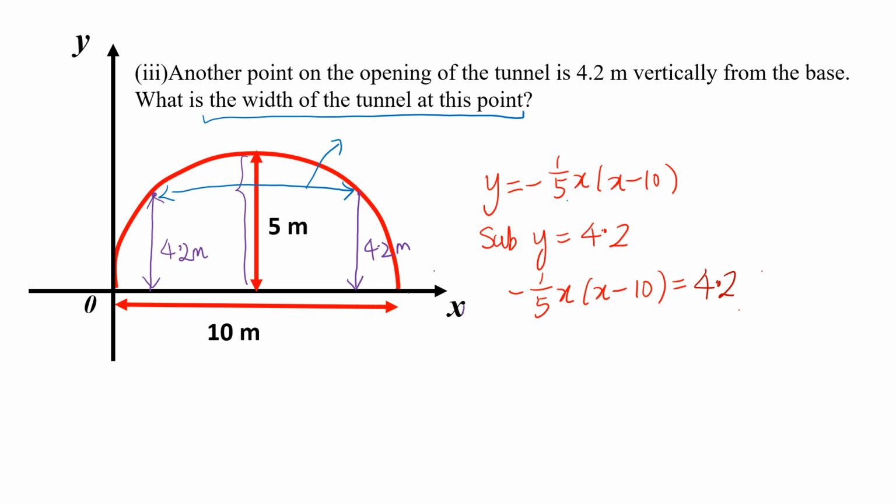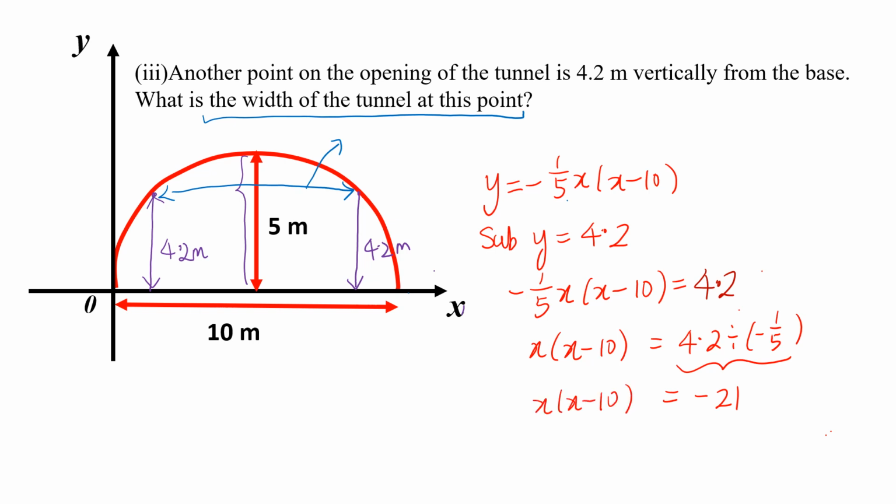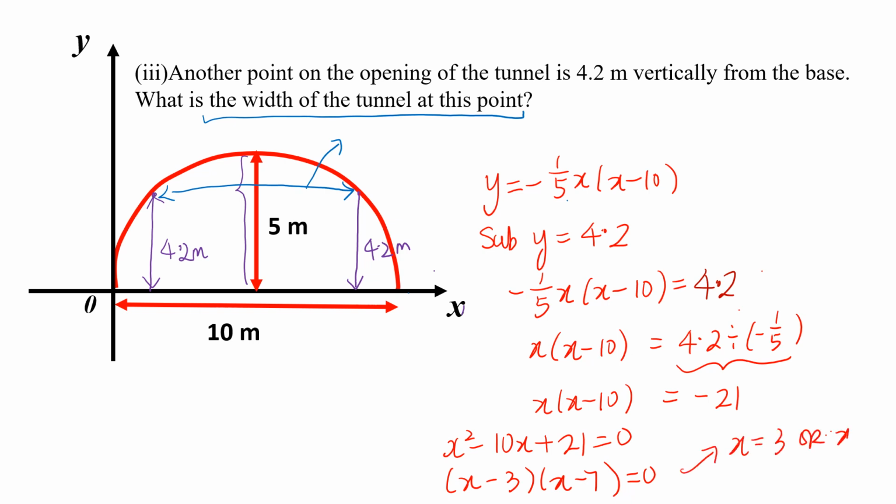Right, so I'm going to divide 4.2 by -1/5. Again, this one you can easily use the calculator to help you work out the answer. And you will get -21. Right, so what you're getting is a quadratic equation where you need to factorize it. And you will have x equals 3 or x equals 7.